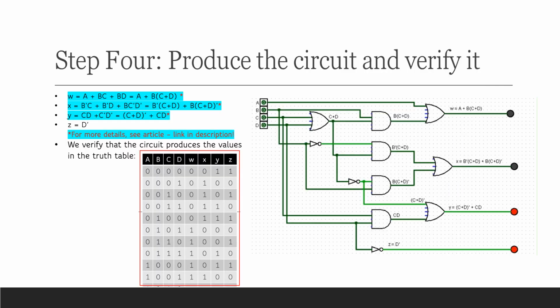So then we produce the circuit and verify if it works. We do that by entering each of the valid inputs into the circuit to see if it gives us the output we're looking for. As you can see here, I further simplified these functions. If you want to know how I did that, there's a link below to the article that's with this video.